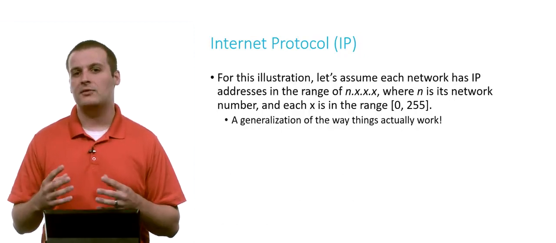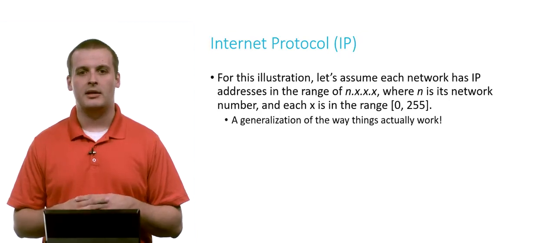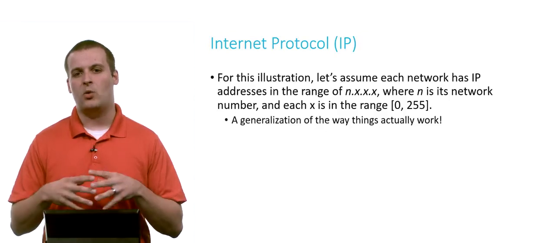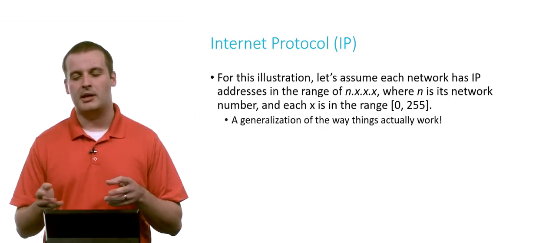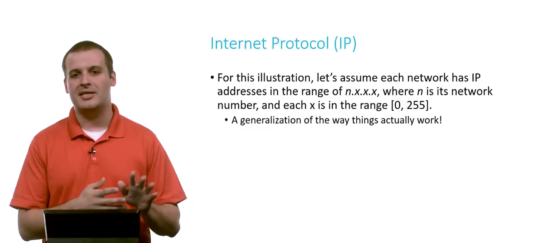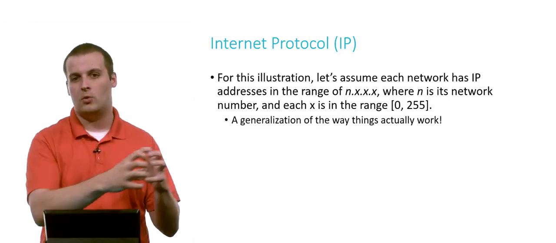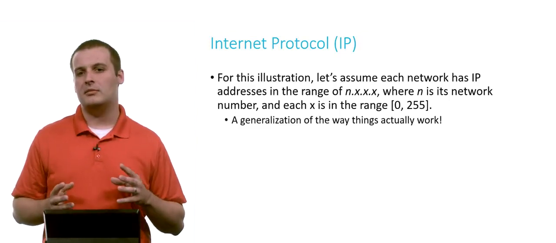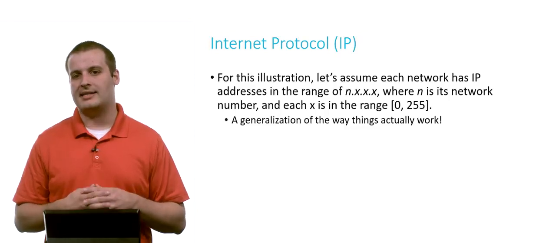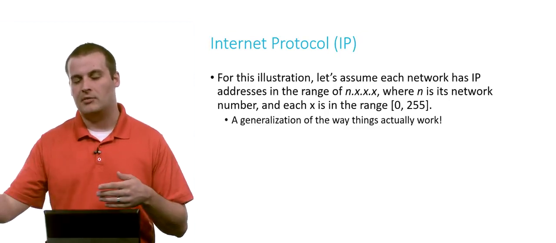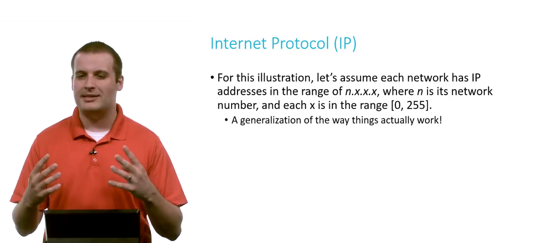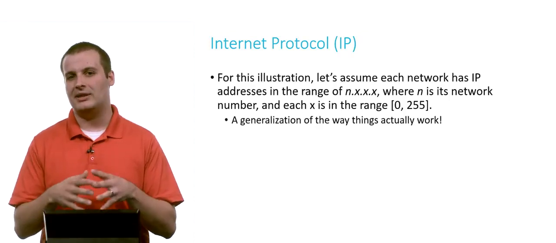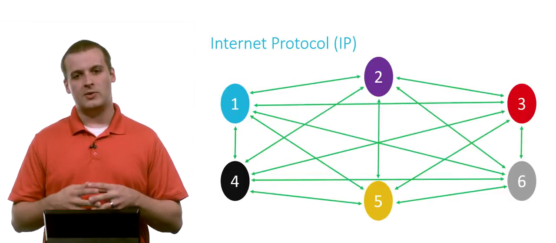So let's take a look at this networking example again and assume that we're going to use those same 6 networks, 1 through 6. Let's just say that every IP address on network 1 starts with 1 dot something. And we'll say that there's some other thing that deals with how to handle all the systems that are connected to network 1. We just care about connecting all of those networks together in an internet. So every device that is connected to network 1 has an IP address that starts with 1 dot and then 3 other numbers. This is a generalization of the way things actually work. It's quite a bit more precise than this, but this should give you a general idea of what the Internet Protocol is actually doing.